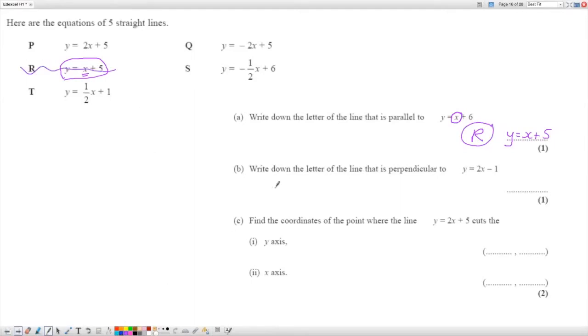Let's take a look now at the next one. We're asked to write down the letter of the line that's perpendicular. Perpendicular is also really important about gradients, and it's looking at this number here. For a line to be perpendicular, we call the gradient in one line m. A perpendicular will be the negative reciprocal, -1 over the gradient. So here we have a gradient of 2, so we are looking at -1 over 2.